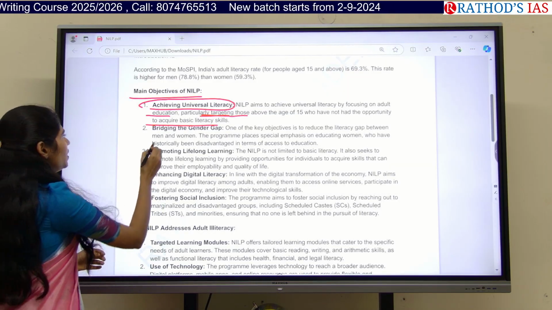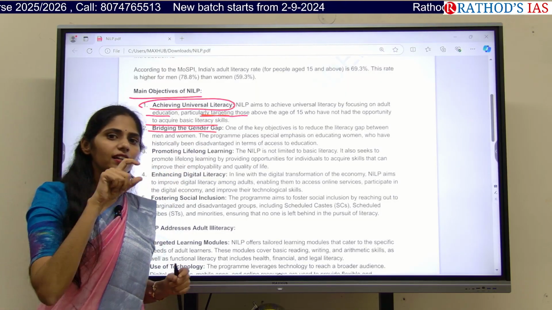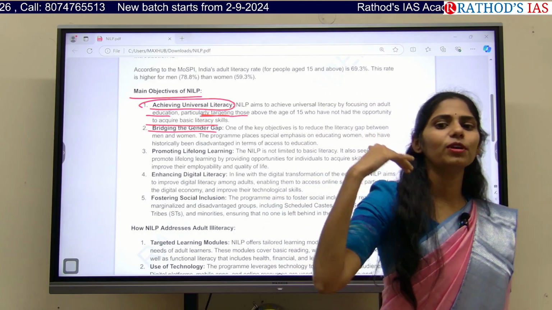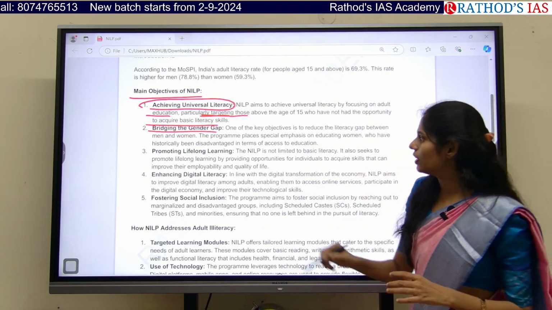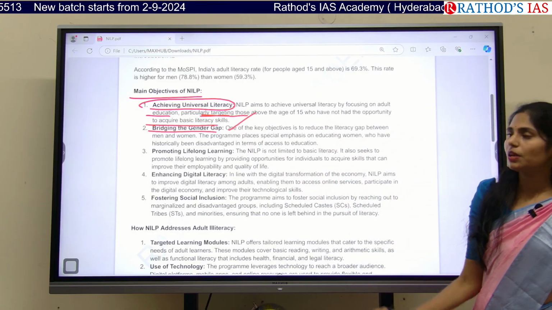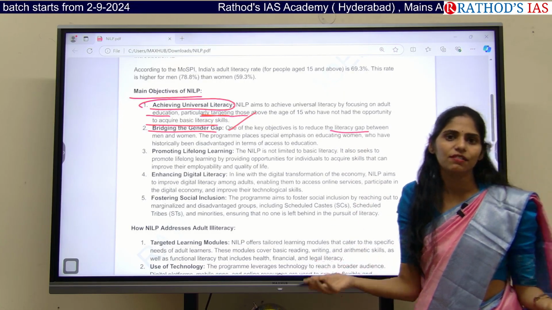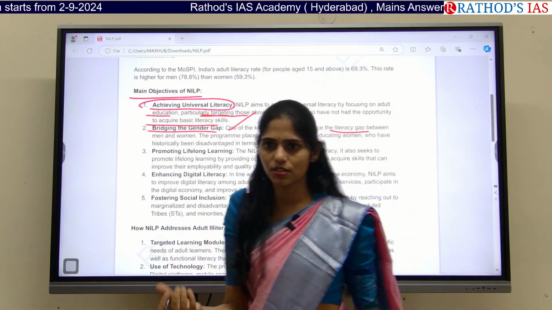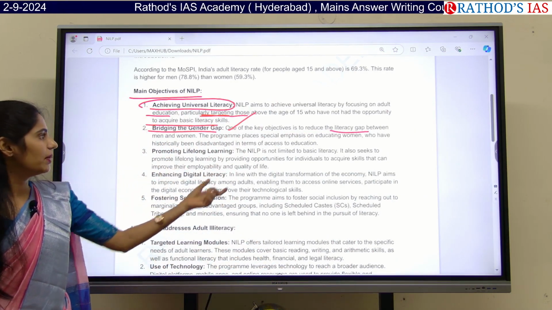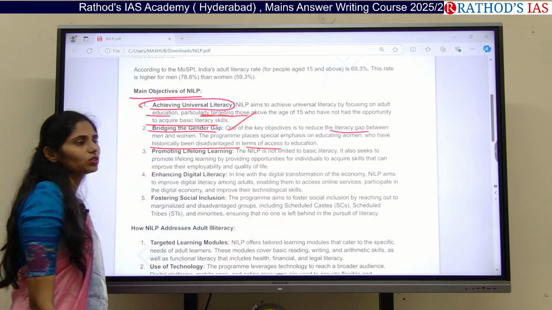And the second one is we have to focus on bridging the gender gap. If you see the adult literacy rate ratio, compared to men, females have a lower rate. So we have to bridge this gap. One of the key objectives of this scheme is to reduce the literacy gap between men as well as women. That is evident in a number of reports. And especially we are focusing on women who have been historically disadvantaged in terms of access to education.